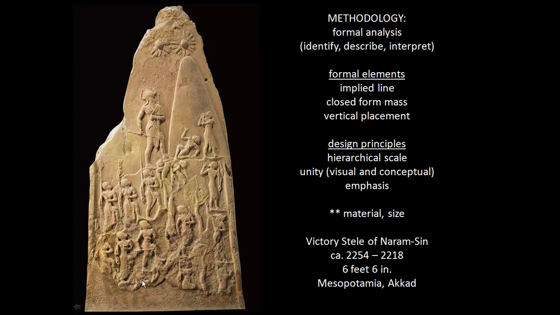Now, we have closed form mass, which is in the shape of the stele. And this is closed form actual mass, because this is a sculpture. It's a three-dimensional work of art. Closed form mass, and this idea that it conveys a sense of permanence and a sense of stability. Vertical placement. We've got different vertical planes that position these three figures up here at the top. We've got hierarchical scale. This figure is clearly larger in size than these figures here.